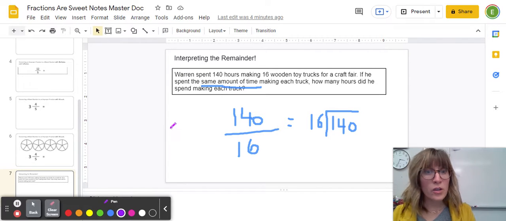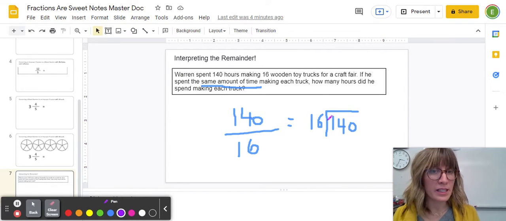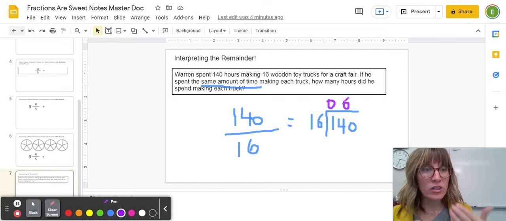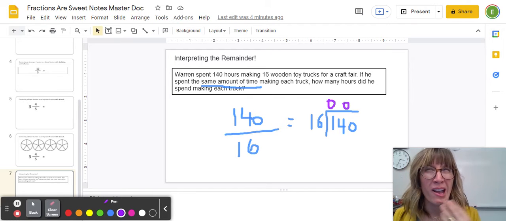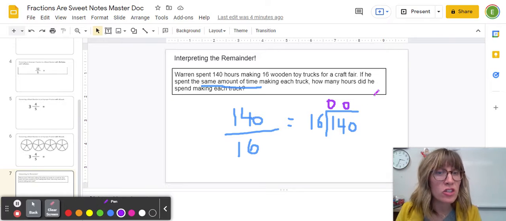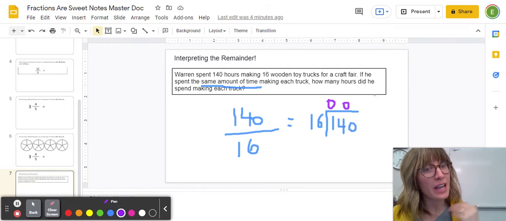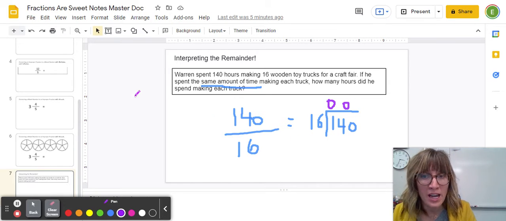So now I'm going to say, all right, how many times does 16 fit into 1? 0. How many times does 16 fit into 14? 0. Well, how can I estimate to get close? I'm not super familiar with my 16 multiplication facts, but I do know that if I did 16 times 10, it would get me 160, which is a little too much. So I'm going to go ahead and try 9.